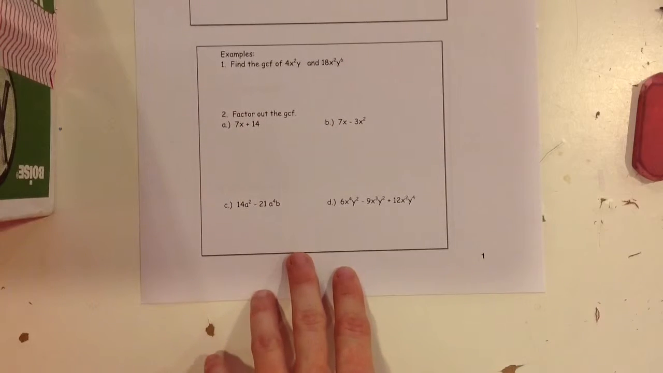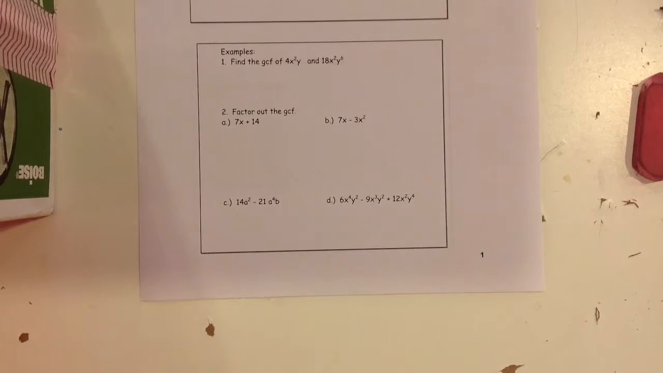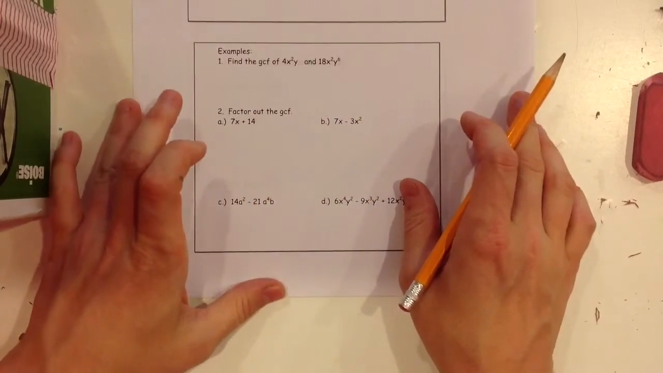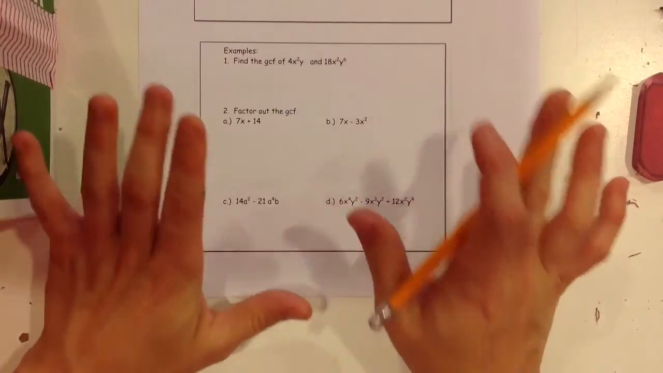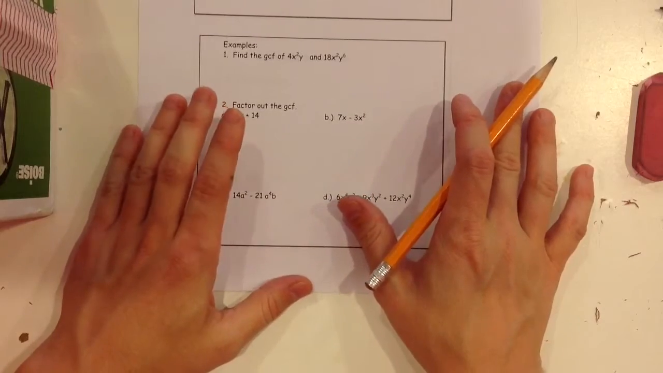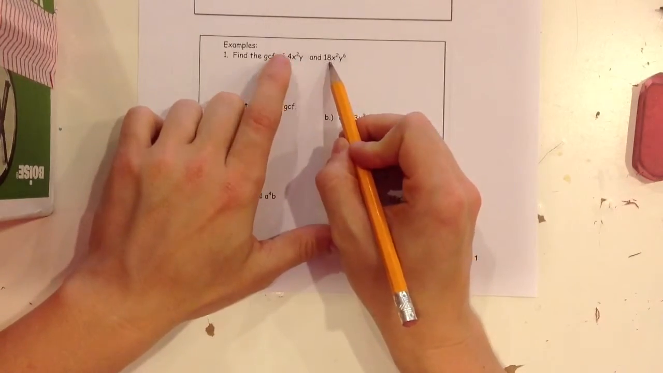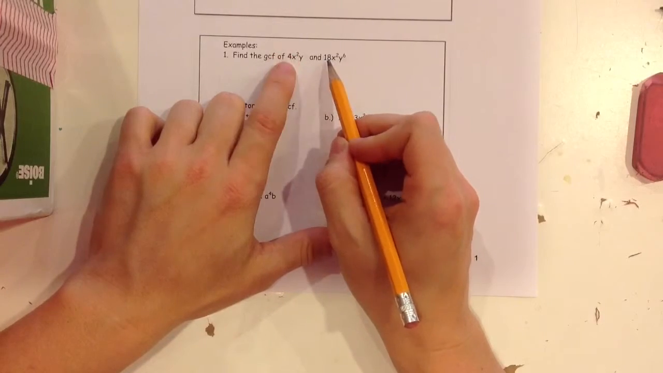So let's go ahead and start with finding the GCF of 4x squared y and 18x squared y to the 6th. Now this first example is not going to be anything like all the other examples. We're just looking at the two groups, not as a polynomial, but individually. So I have 4 and 18.